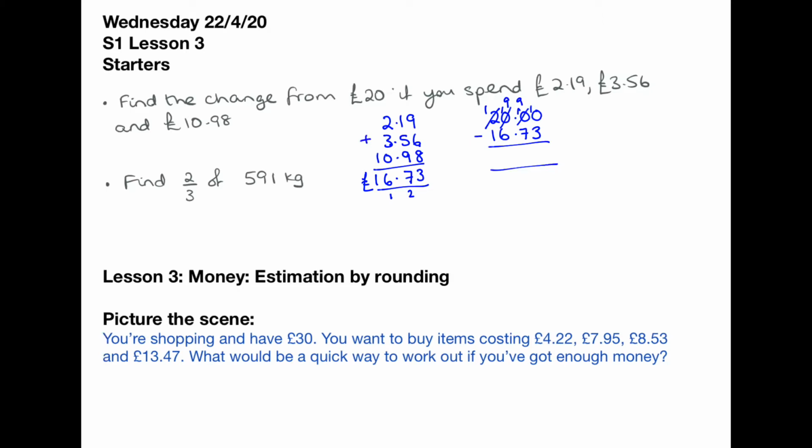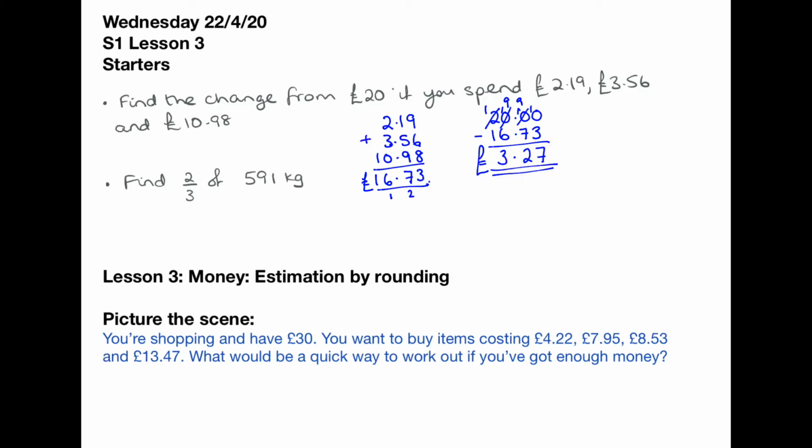Okay, so we've got 10 take away 3 is 7, 9 take away 7 is 2, 9 take away 6 is 3, and 1 take away 1 is nothing. We don't need to put the 0 in there, and so our answer is £3.27. Now, of course, there are other ways that we could have found that answer of £3.27. We could have counted on from £16.73. We could have counted on up to £20, and that would have also given us the £3.27.